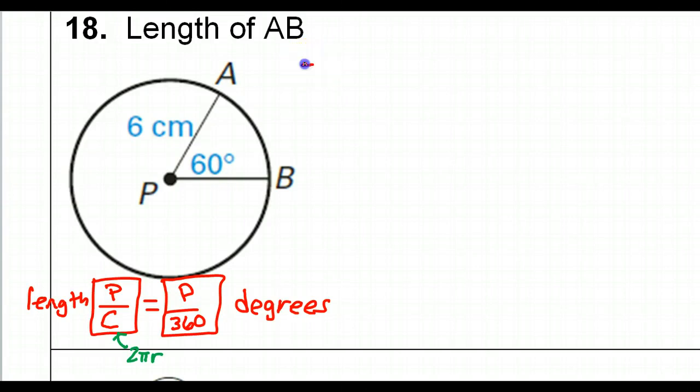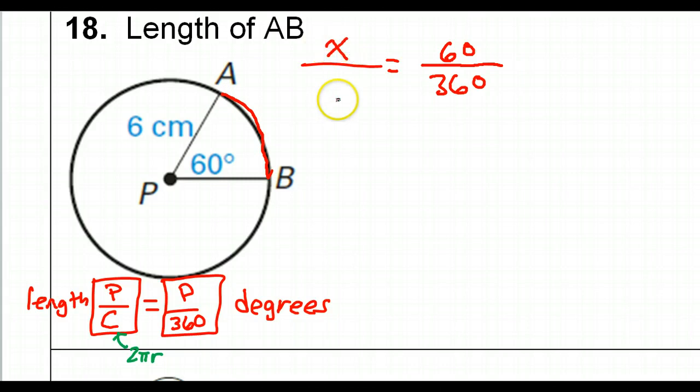When we go to do our part over whole equals part over whole business, the partial degrees is 60 and the total degrees are 360. So the partial length is the length of AB. We don't know it. That's what we're supposed to find. We can just call it x or something. The whole length, as discussed, is the circumference.